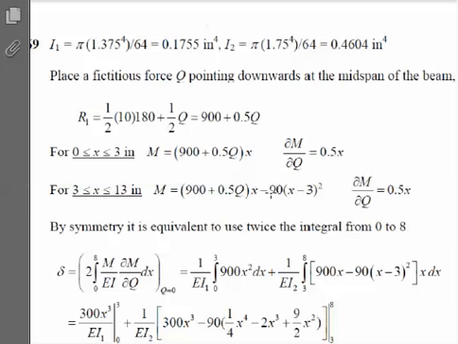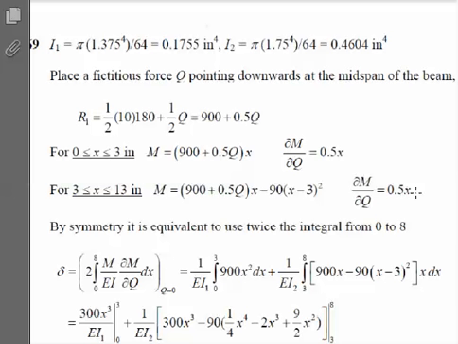And the distance of the center point of the distributed load from our current X is an X minus 3 distance. Okay? And so it's a W over 2 times a distance squared. The partial of this moment with respect to Q remains the same. It's simply 0.5 times X.